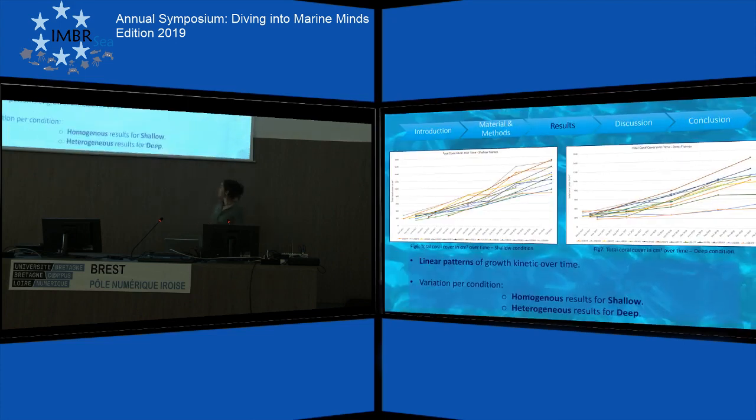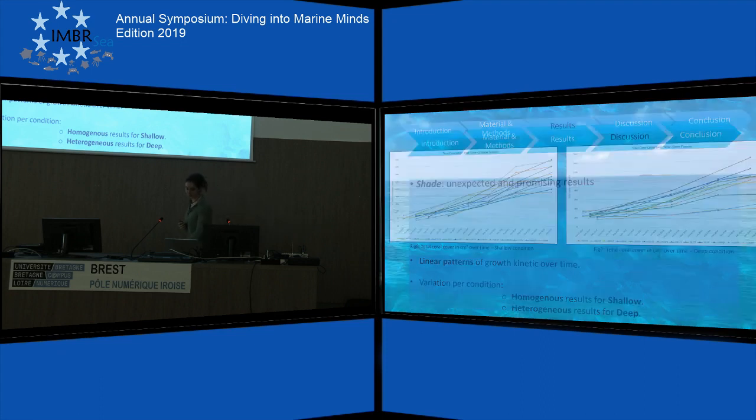For the depth factor, both conditions present quite linear increases over time. The main difference that can be noted is that the shallow frames presented quite homogeneous results, with all 13 frames presenting really similar coral cover over time. Whereas for the deep frames, we can see that there's more variability, with a few outlier frames that present a really low coral cover increase over time.